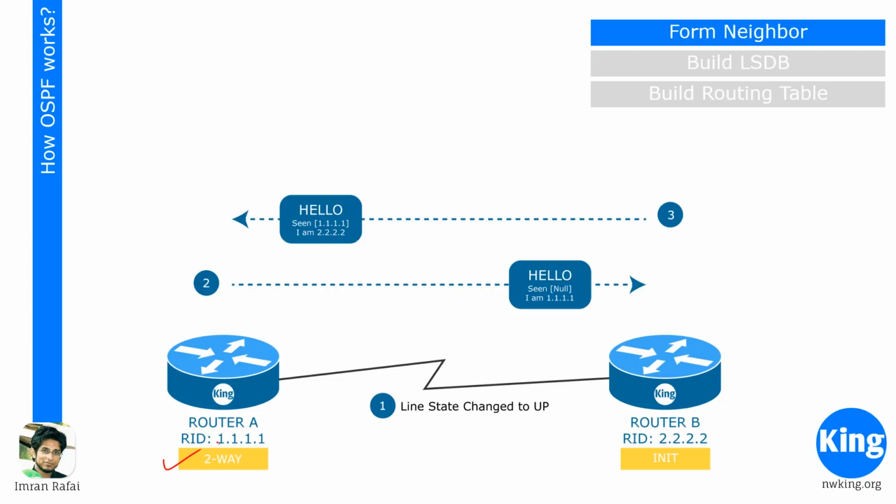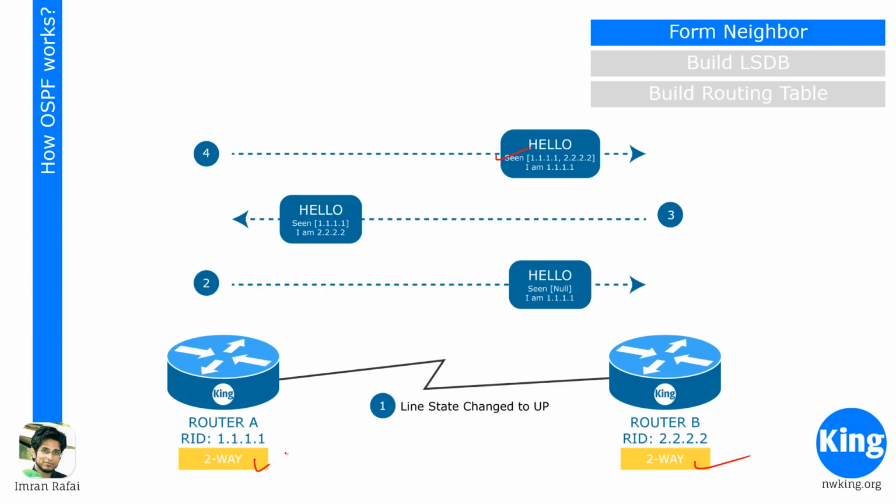Now when this happens, router A sends its own hello, but this time it says, I've already seen you and I've already seen myself, as in I sent, you saw me and you said you're there. Basically it says I've seen 1.1.1.1 and 2.2.2.2 and I'm 1.1.1.1. So now router B says fine. I have sent a hello packet, he's seen me and he's sent me a hello back. That means I'm also in two-way. So both of them go into two-way.